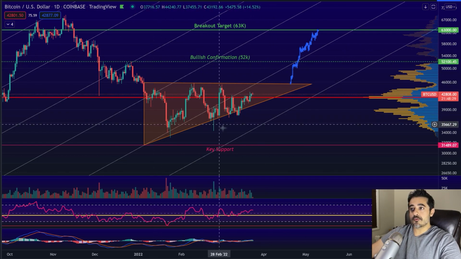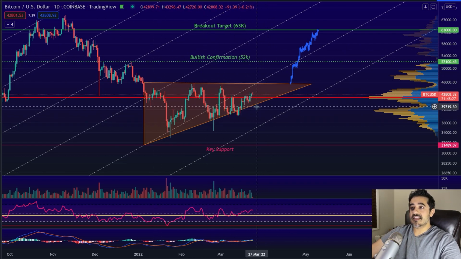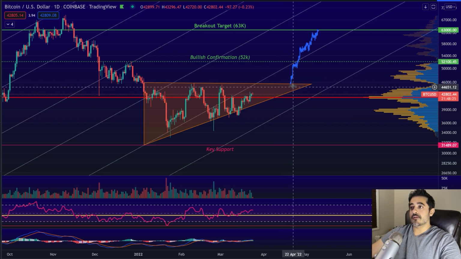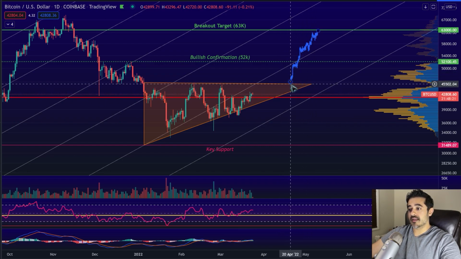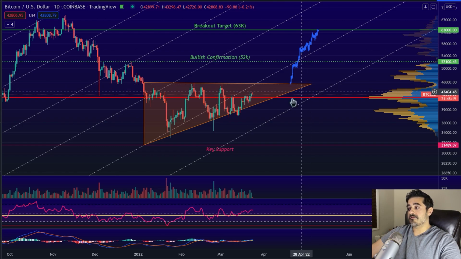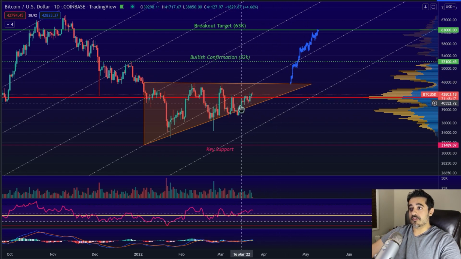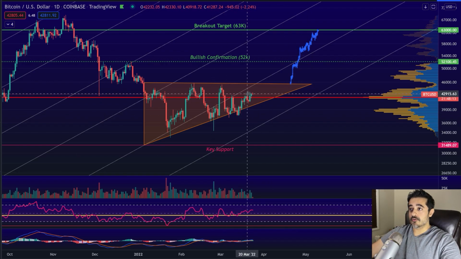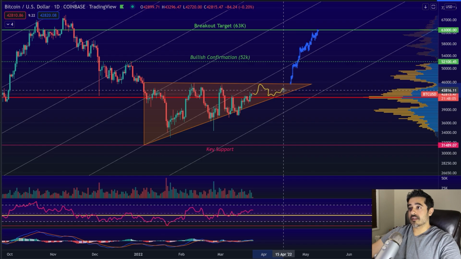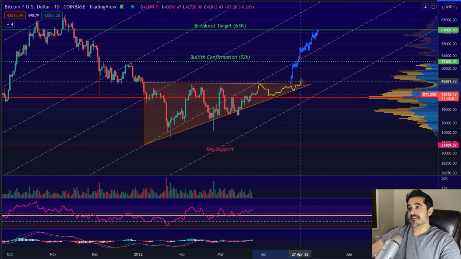Now, this pattern would indicate that if we continue to stay within it, we are looking to break out at somewhere around 70% of the apex. That would be between April the 20th and May the 4th, based on how this is right now. So if this is going to play out, expect the price of Bitcoin to work its way back up to around 45,000 and then come back down to around 42,000 and then work its way back up to around 45 again and then come back until it breaks out.